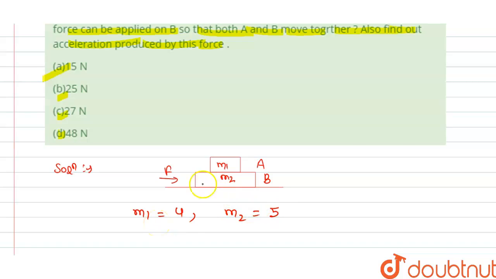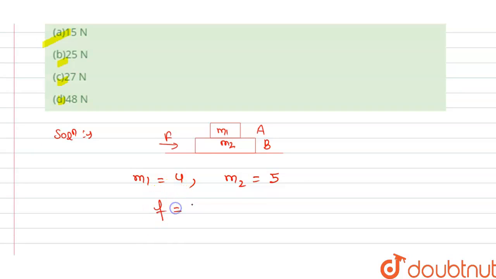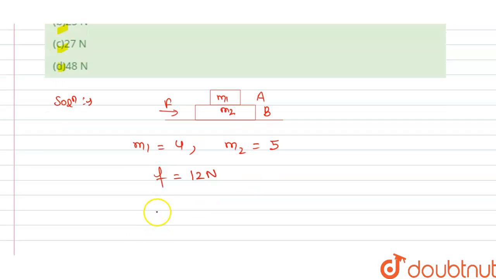The force applied on A is F equals 12 Newton. It is given to us, and this must be equal to the kinetic friction force applied on A by B. So we can write that our friction force is Fk, the kinetic friction force, which is mu K into R. So from this we can write that the normal reaction R is M1 G, that is mass into gravity.